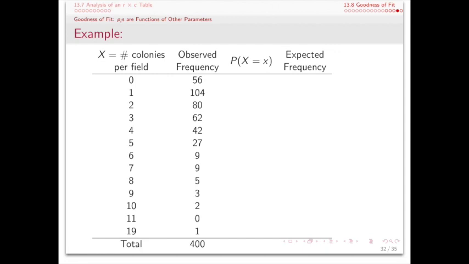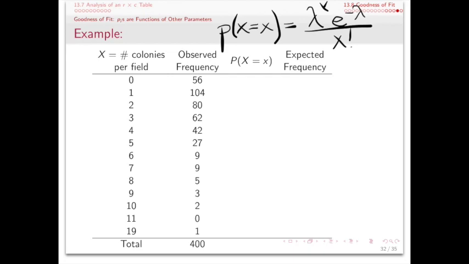In particular, you might recall that for the Poisson distribution, the probability that X is equal to x is given by lambda to the x, e to the negative lambda, over x factorial, for x values ranging from 0, 1, 2, and so on. So, say we look at our first value for the non-zero number of colonies per field, where we're looking at the probability that X is equal to 1.